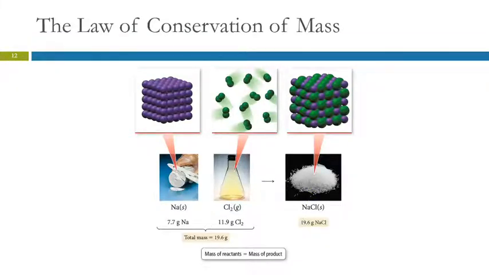You can't eat sodium. You can't breathe chlorine without having some serious health effects, and yet we do eat salt. Too much, of course, isn't good for you, but too little isn't good for you either. The mass of the products is equal to the mass of the reactants. So if you take 7.7 grams of sodium, that will react with 11.9 grams of chlorine, a total of 19.6 grams. You weigh the salt that gets produced, it weighs the same as the mass of the reactants.